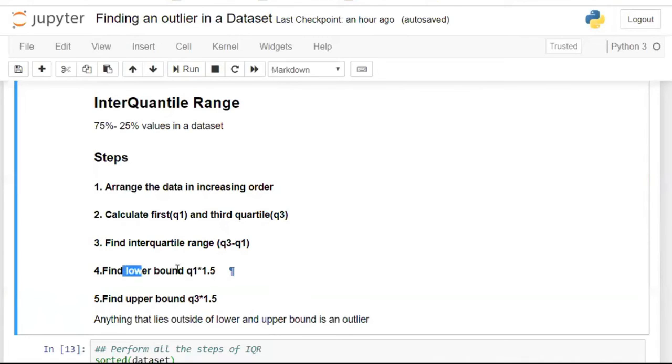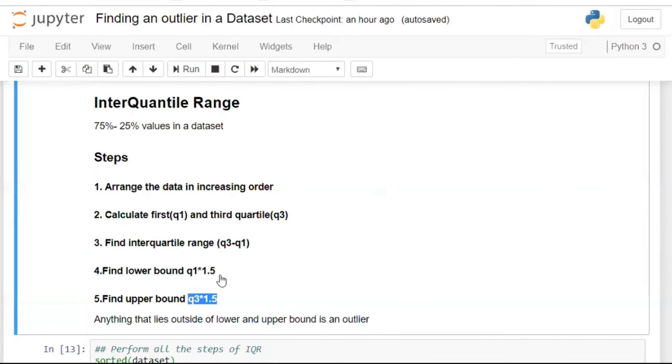So I'm going to calculate my lower bound value and the upper bound value. In order to calculate, what I have to do is that whatever first quantile I'm getting, I have to multiply with 1.5. Whatever third quantile I'm getting, I'm going to multiply with 1.5. Simple. This many steps are there. And anything that lies outside of lower and upper bound is basically an outlier.